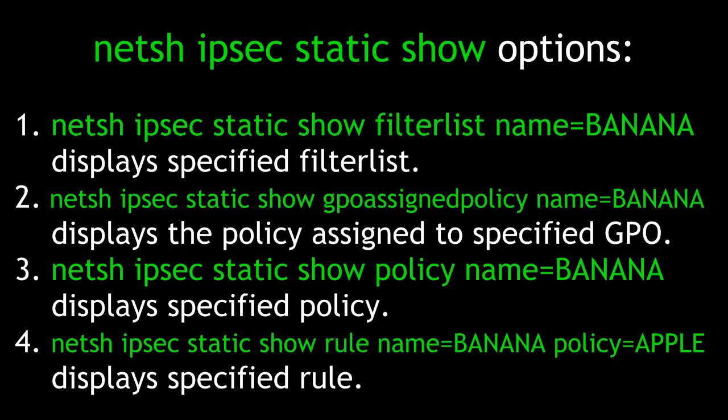Here are some tested and functioning examples of syntax using the netshow command. For example, netshow IPSec static show filter list name equals banana would display the specified filter list, specifically the one called banana. Netshow IPSec static show GPO assigned policy name equals banana would display the policy assigned to that specific GPO. Netshow IPSec static show policy name equals banana would show that specified policy, and netshow IPSec static show rule name equals banana policy equals apple would display the rule of that particular policy called apple.